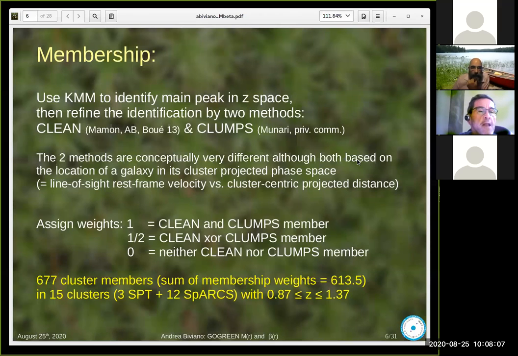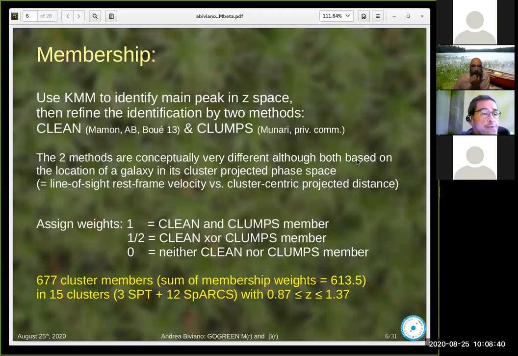This is called CLEAN and CLAMS, and using two methods, of course, allows you to have a grasp on the systematics of membership. I must say that in the end, the results are very, very consistent between the two methods. But I do assign weights: if a galaxy is identified by both methods as a member, I assign a weight of 1, and I assign a weight of 1/2 in the analysis in the case of only one of the two methods identifying the galaxy as a member.